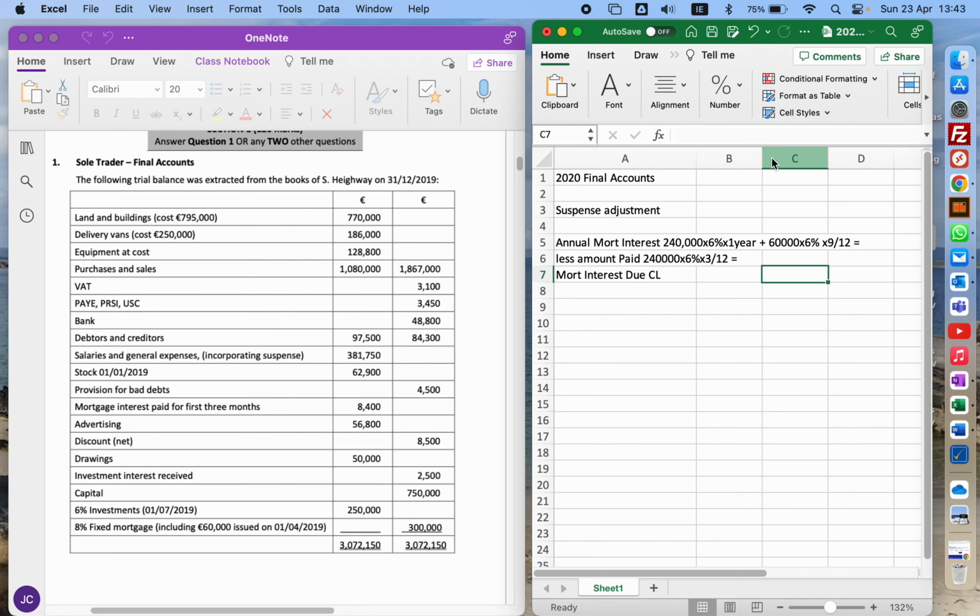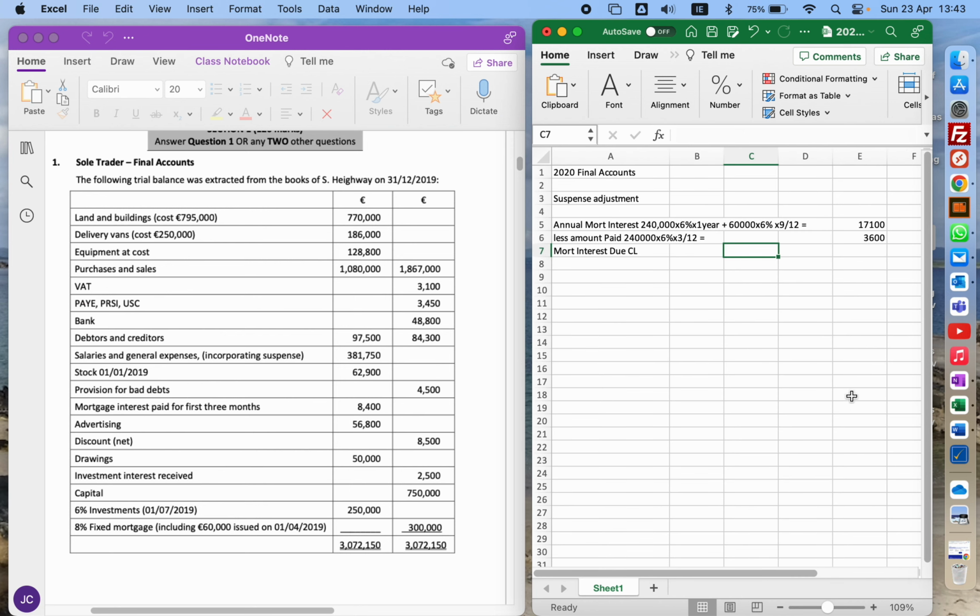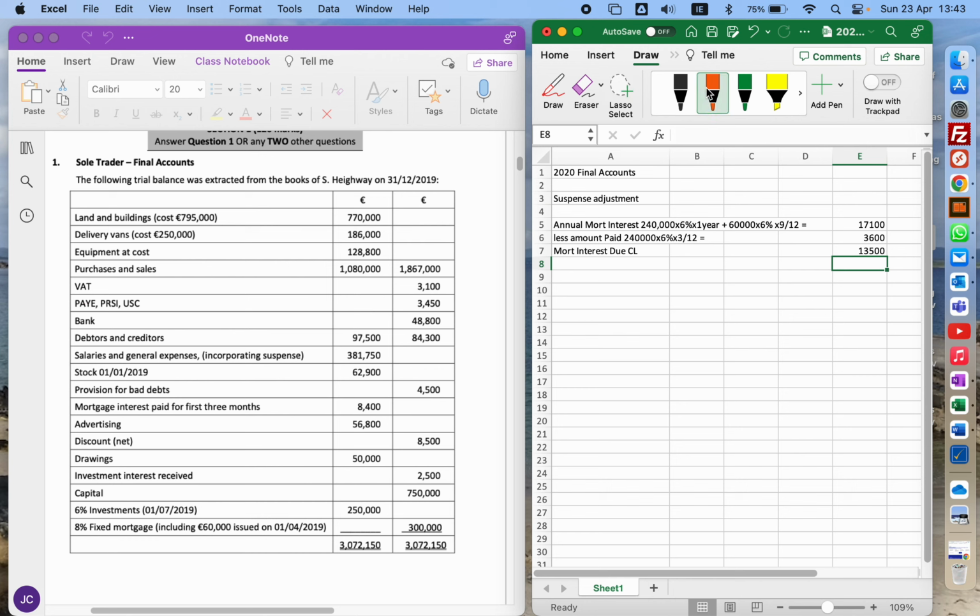So the mortgage interest due then, this is going to be the current liability. Maybe I just zoom this in to make it easier to see. So the current liability is going to be 13.5, and I'll just circle that because that's a number that I'm going to be putting into the question later on. And normally I would circle this, but we're going to be adjusting this now in a few minutes when we deal with our drawings figure.